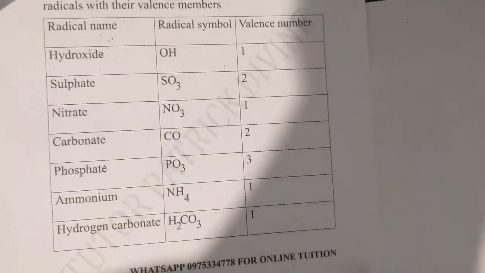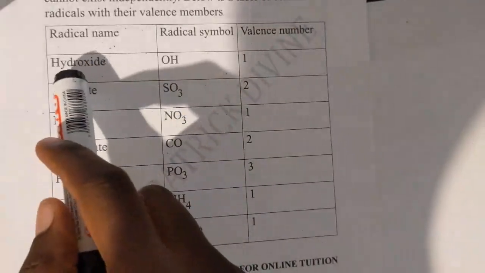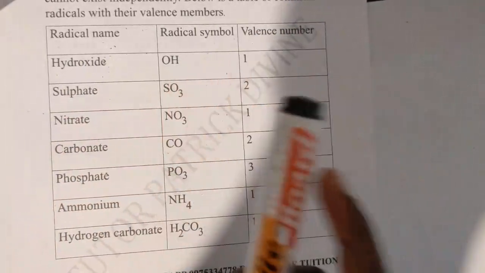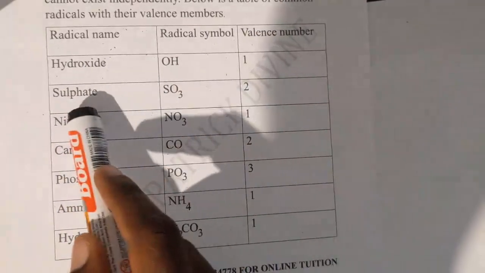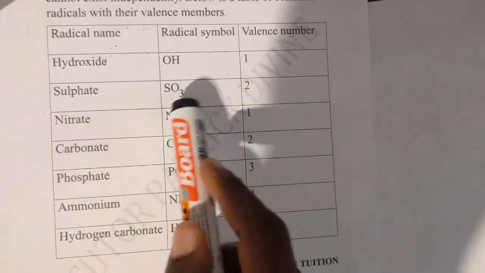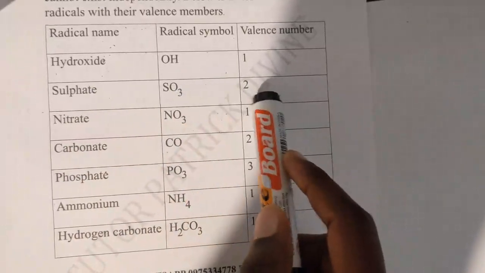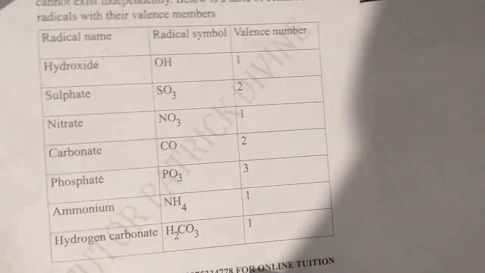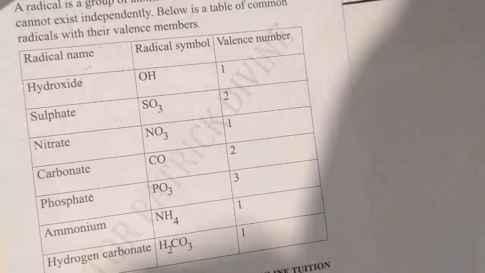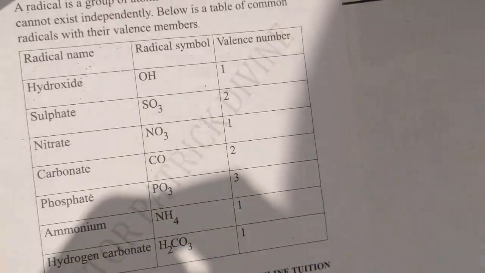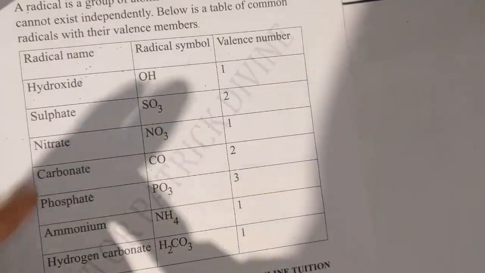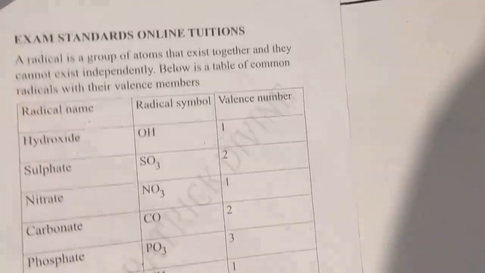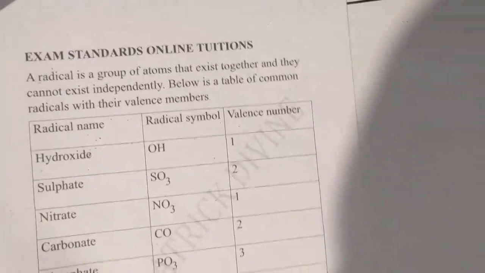All right, so you need to know how to write hydroxide. Hydroxide is written as OH, and you need to know that it has a valence of 1. Sulfate is written like this, SO3, and it has a valence of 2, just like that. So we are going to use them. Let's say we are combining hydroxide and sodium. Sodium hydroxide.